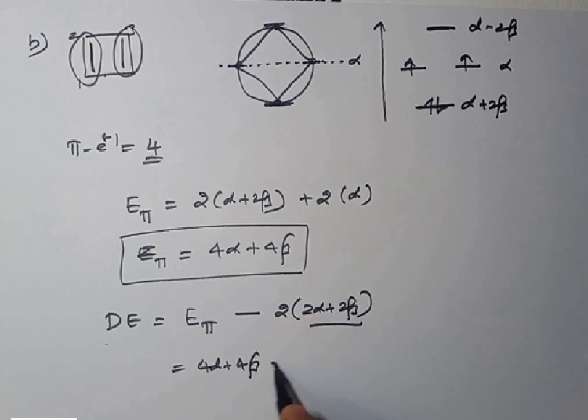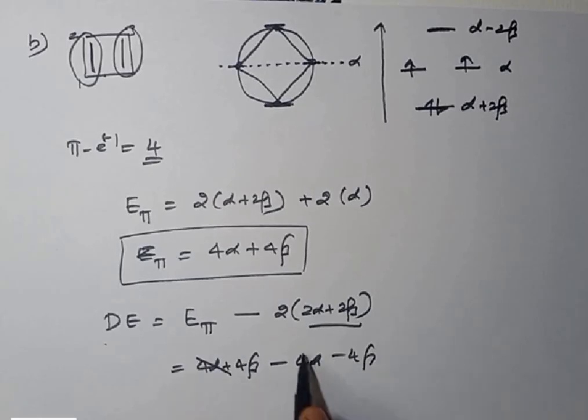If I multiply this by 2 here, I will get 4 alpha and 4 beta. 4 alpha cancel, 4 beta cancel. I am getting delocalization energy is just 0. Yes, this system is an anti-aromatic system.